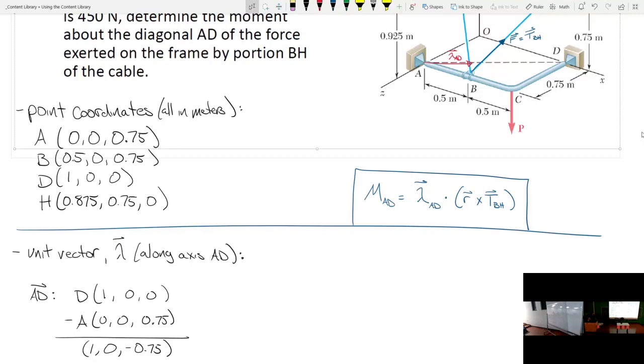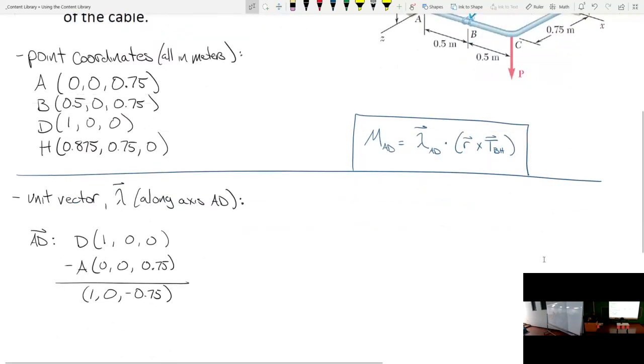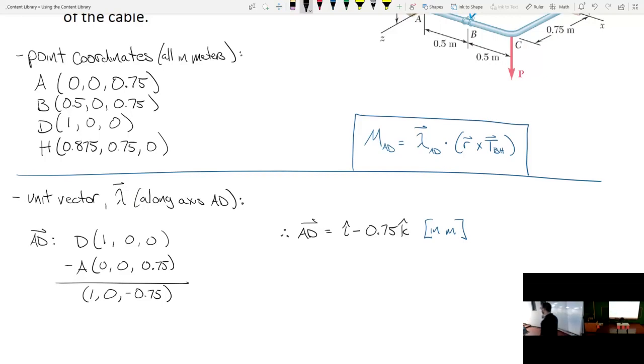So therefore, AD, you could write this however you want, but I'm just going to say it's I minus 0.75 K. And what I'll do is I'll say in meters. So if I have a vector, how do I take that vector and determine a unit vector? How do I do that? Divide it by its own magnitude. So we need the magnitude of this vector.